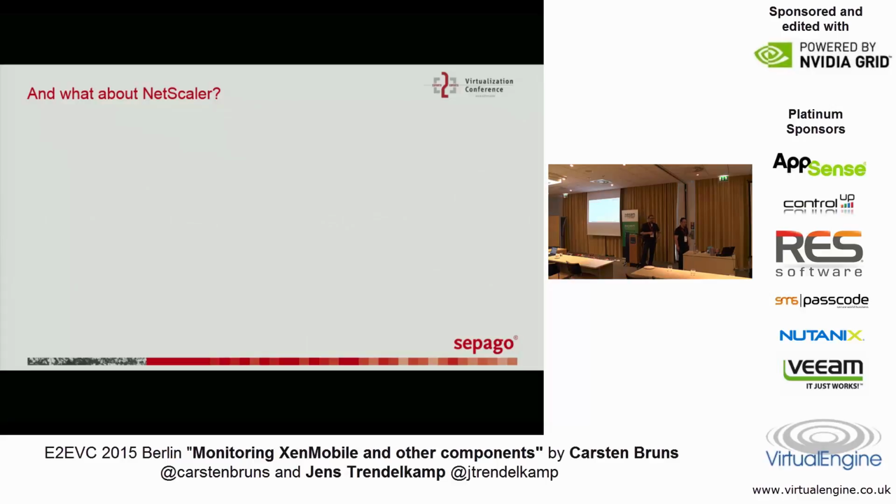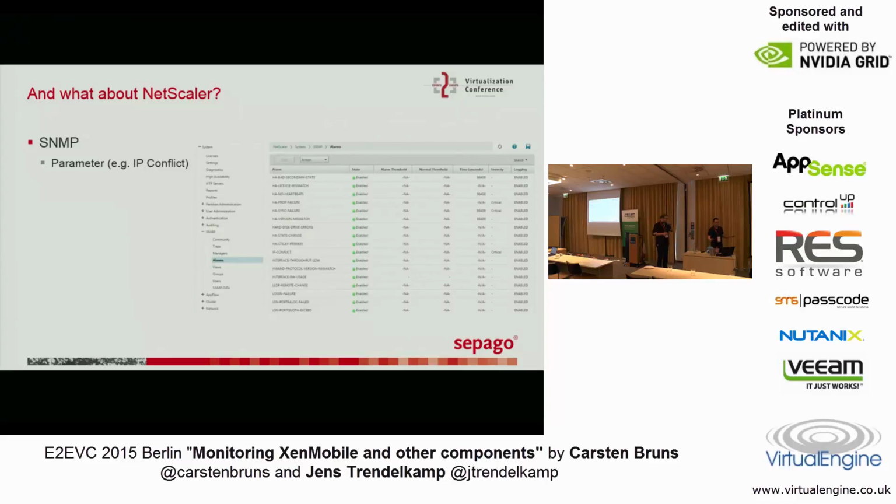Let's talk about Netscaler monitoring. I think it's very important because this is the point where all devices come and connect to your environment. So if this component isn't running, you have a lot of trouble with your users because nobody can connect. Nobody can use anything on your XenMobile infrastructure, and therefore you have some possibilities to monitor the Netscaler. First of all, there's SNMP, very important. There are a lot of parameters you can configure.